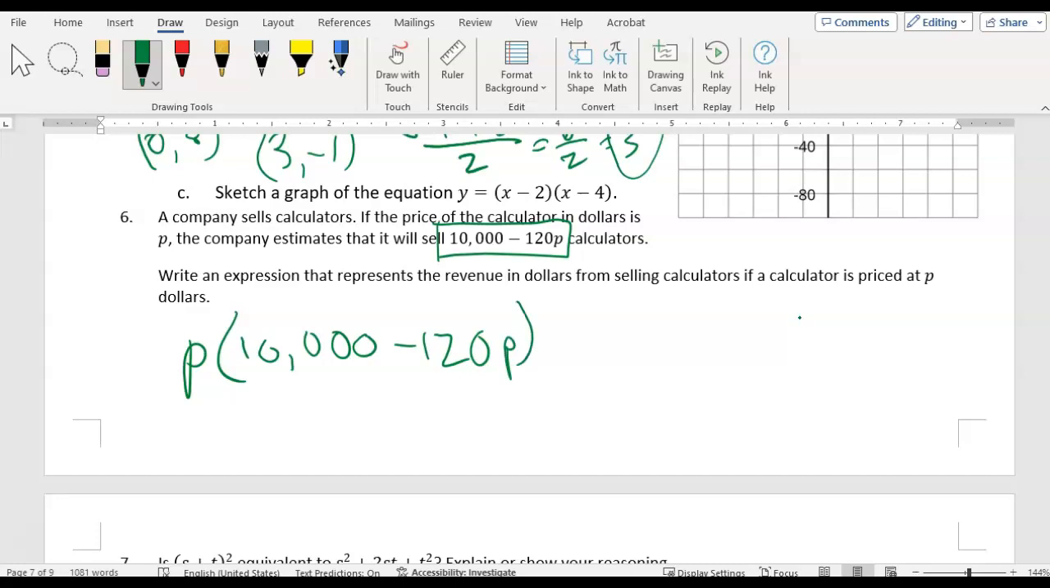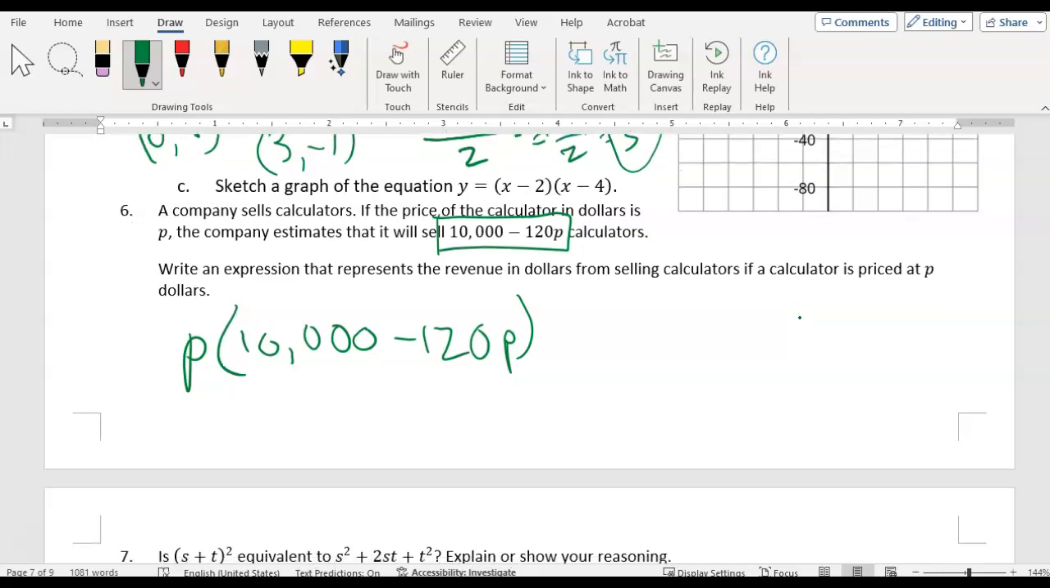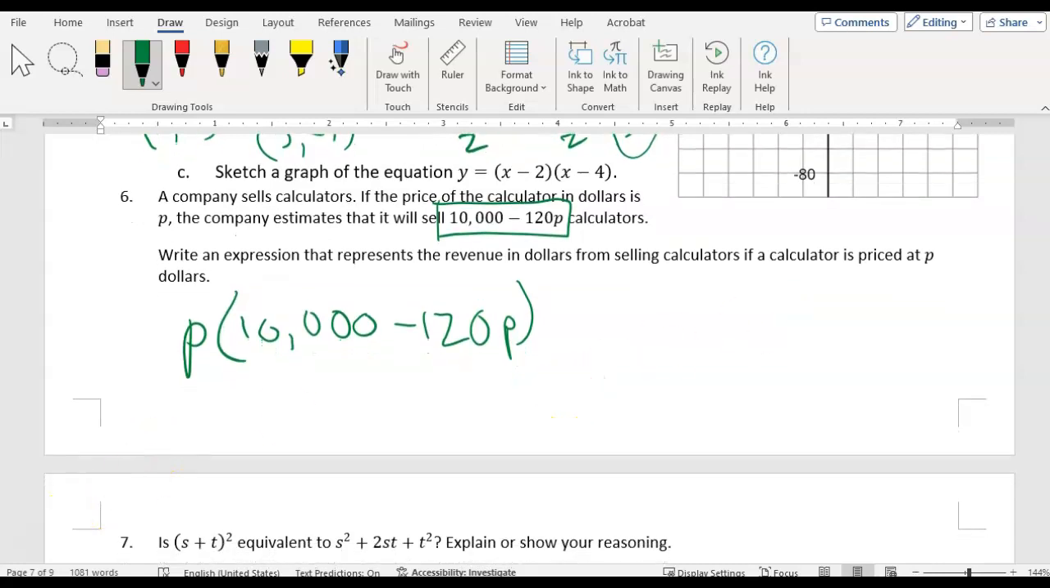Right, we're multiplying the price times how many calculators they think they can sell. Which, incidentally, some of you asked, well, what is that? Who determines this formula, or this calculation? And I told you that there's people whose jobs that is for them to do. There's a couple people whose jobs that is.